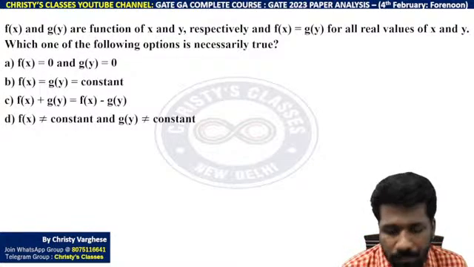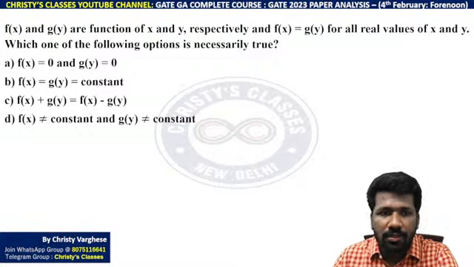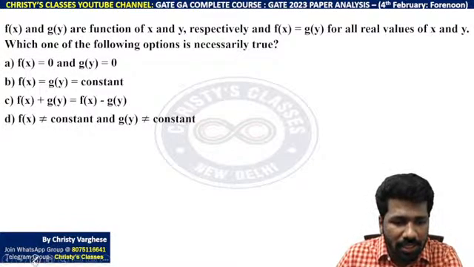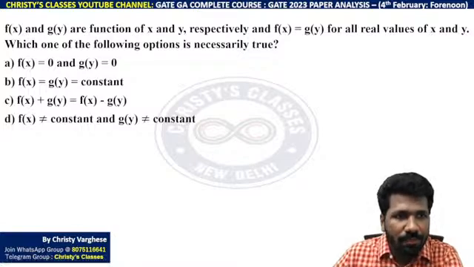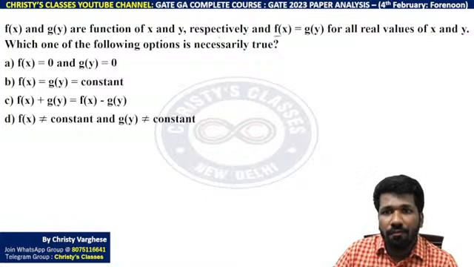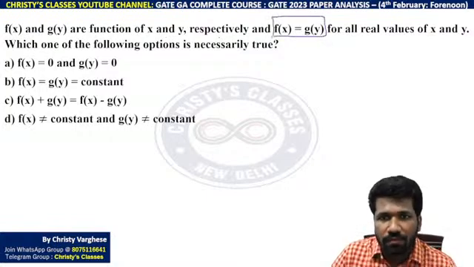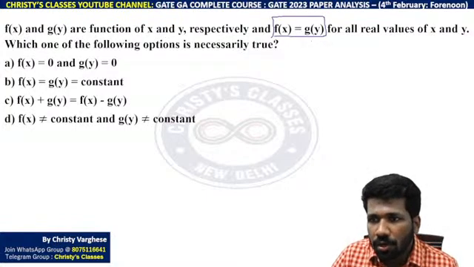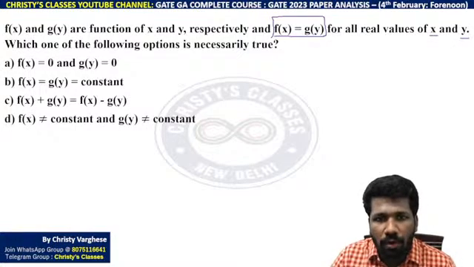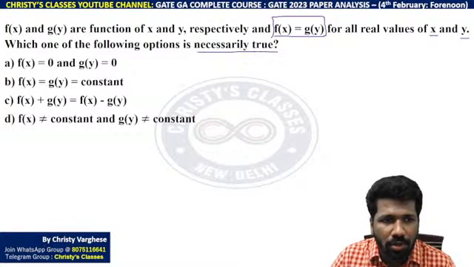Okay, so let us try this question. This is again a simple question. You can do this question easily by elimination. Let's see. F of x and g of y are functions of x and y respectively, and f of x equal to g of y. Question says f of x equal to g of y for all real values of x and y. All real numbers x and y. Which one of the following is necessarily true? Necessarily true means always true.